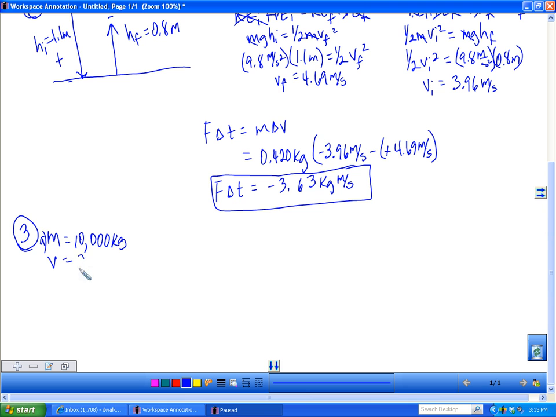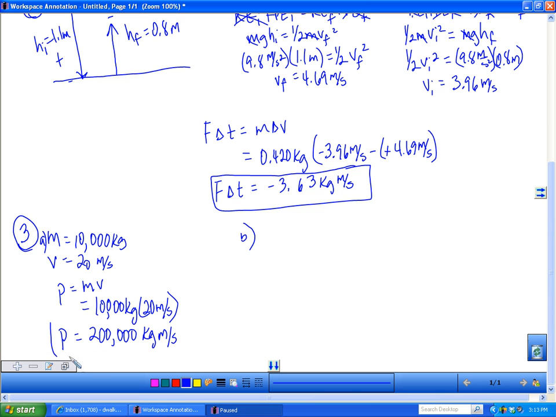And the velocity is 20 meters per second. And they want to know the momentum. So that's just mass times velocity. Very easy. So 10,000 kilograms times 20 meters per second is going to give me momentum of 200,000 kilogram meters per second. Now, part B says, and there's my answer, so I want to box it.